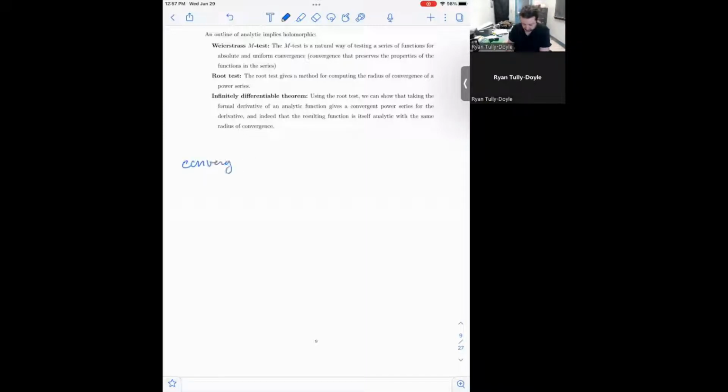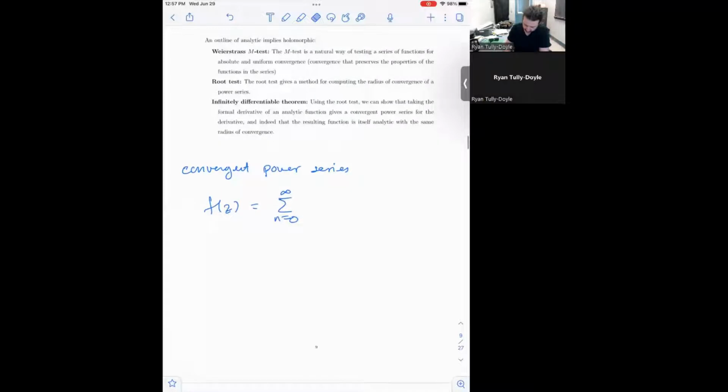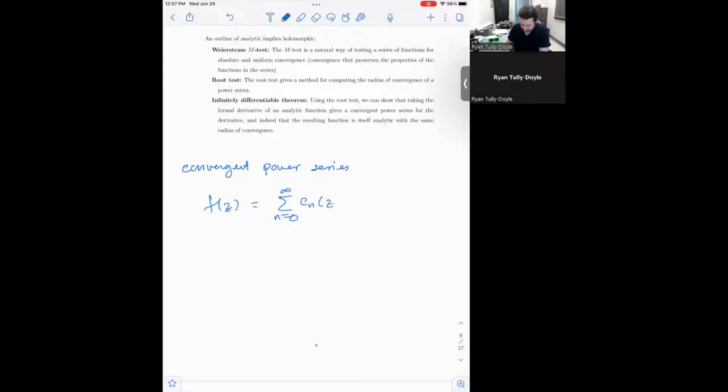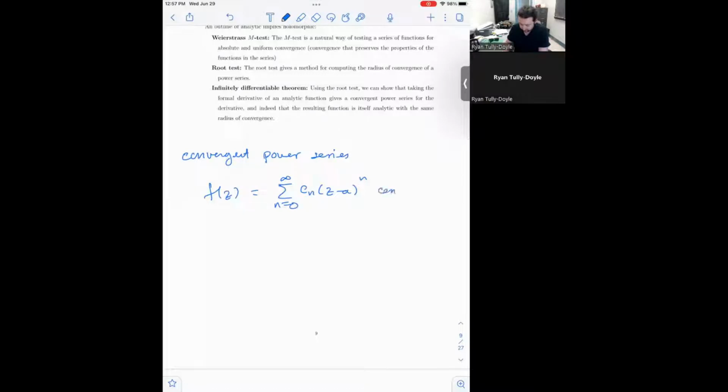convergent power series. If you have, say, f of z is equal to the sum from n equals 0 to infinity of some coefficients c sub n, times z minus a to the n, to keep in correspondence with the book, that if this converges on a disk, say S, of radius r greater than 0, then formally f prime of z, which is the sum from n equals 1 to infinity of n c sub n z minus a to the n minus 1, also converges on the same disk.